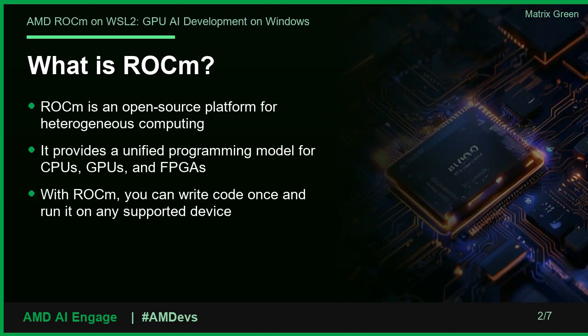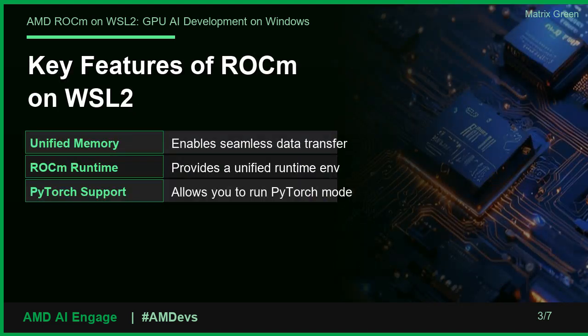So what exactly is ROCm? In simple terms, ROCm is an open-source platform that allows us to write code once and run it on any supported device. This means we can take advantage of the massive parallel processing capabilities of our GPUs without having to rewrite our code. So what are the key features of ROCm on WSL2?